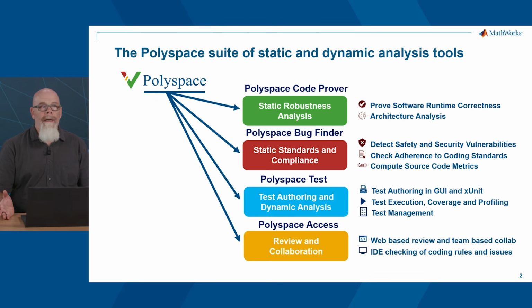To provide a little bit of context, we'll go over the Polyspace suite of static and dynamic tools. We have Code Prover for runtime error checking. We have Polyspace Bug Finder for standards compliance and metrics. We have Polyspace Test for test authoring and dynamic analysis and code coverage. And we have Polyspace Access for web-based review and collaboration.